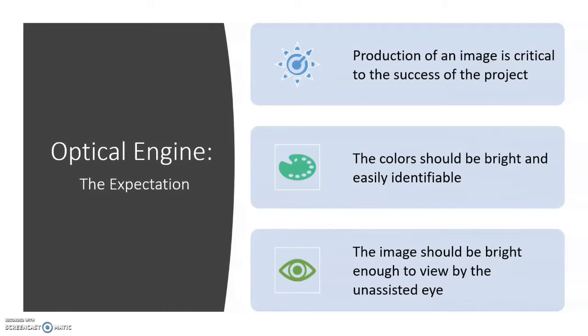So because we're making a projector, production of an image is critical to our success. Not only that, the colors that we're producing should be bright and easily identifiable, and they should be bright enough such that they shine through a screen and are able to be viewed by the unassisted eye.